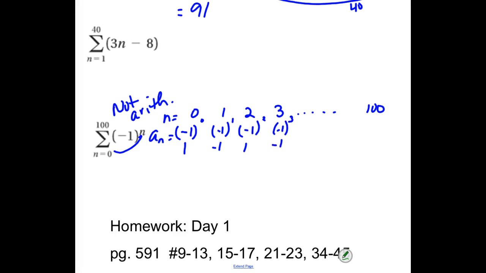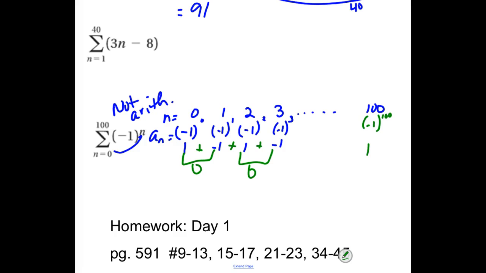What's happening when I add these all up? 1 plus negative 1 is 0. 1 plus negative 1 is 0. I'm going to have that same pattern all the way through, correct? So my question for you is, is my last number the end of a pair, so my total is going to be 0, or is it the start of the next pair? What is negative 1 to the 100th power? It's a 1. Yes? So that's the start of the next pair.